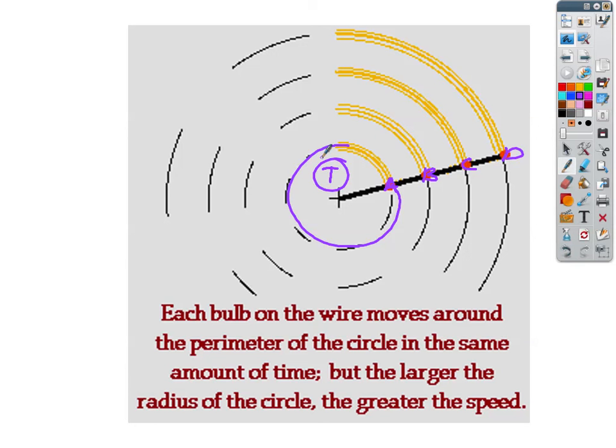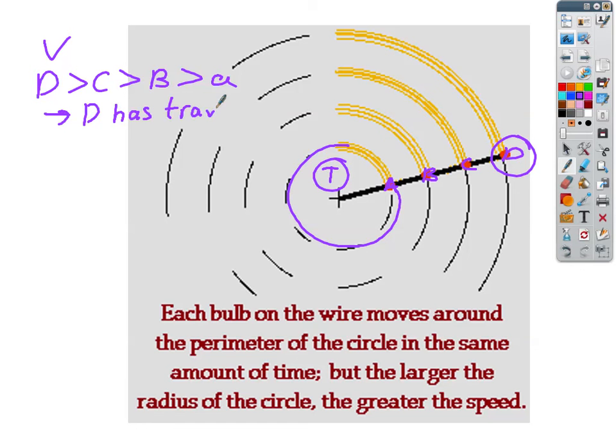because they're all connected. So the question is, which one has the largest velocity? Rank them from largest velocity, largest acceleration, and largest net force. Well, the answer is going to be D. D will always have the largest velocity, and it will get smaller as you go in. So if I rank velocity, it would be D greater than C, greater than B, greater than A. Why? D has to travel the most distance. That would be your answer. That would be a justification. D has to travel the most distance.